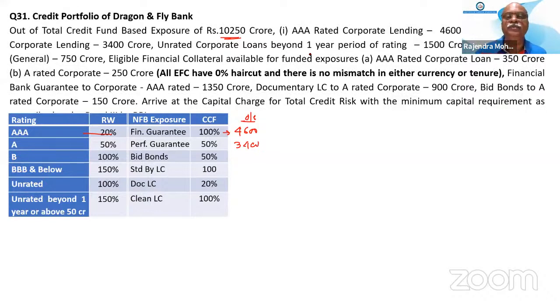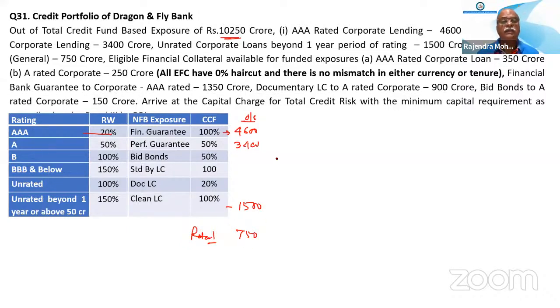Unrated corporate loans beyond 1 year period, 1,500 crore. So this beyond 1 year and 1,500. So I'll take 1,500 here. Retail exposure general 750. So retail is 750 given. This is retail general.